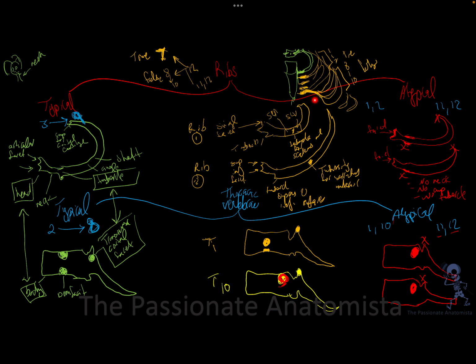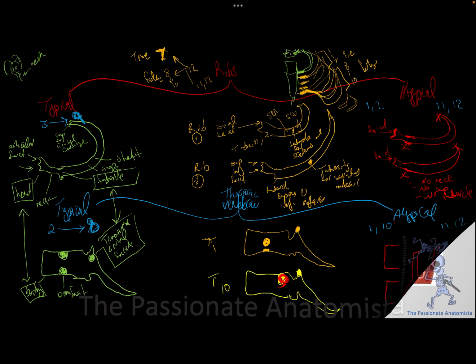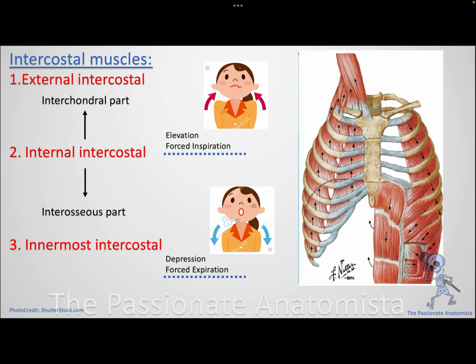And here that was a summary about the true ribs from 1 to 7 because they articulate with the sternum with their own costal cartilages. 8 to 10 attach indirectly, so they are false. And these are the last two, which are the floating ribs. Okay, so I hope you guys can use this summary to study later on.